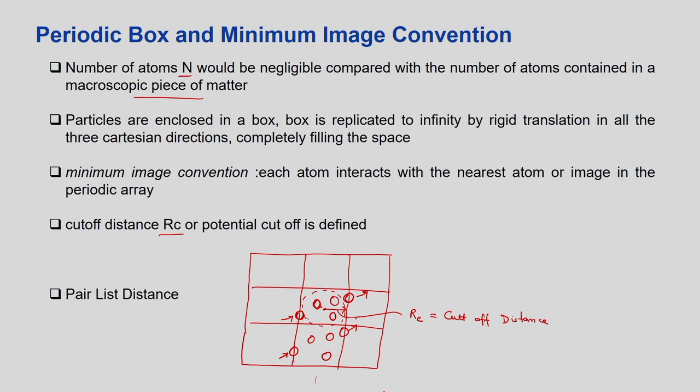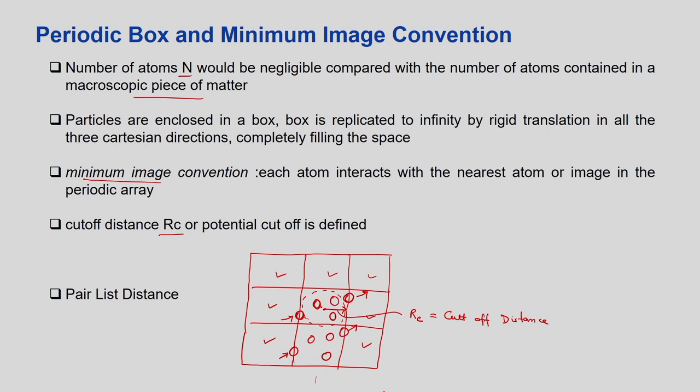Okay. So, that is why we say that all these boxes, whether it is this box, this box, this box, these are all images of the central box. That is why we call it the minimum image convention, which means each atom will interact with the nearest atom or image.